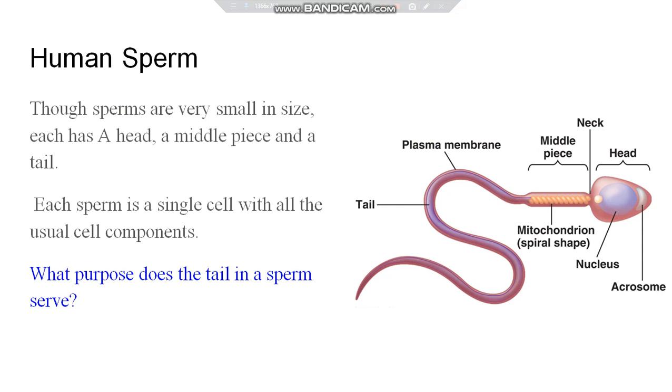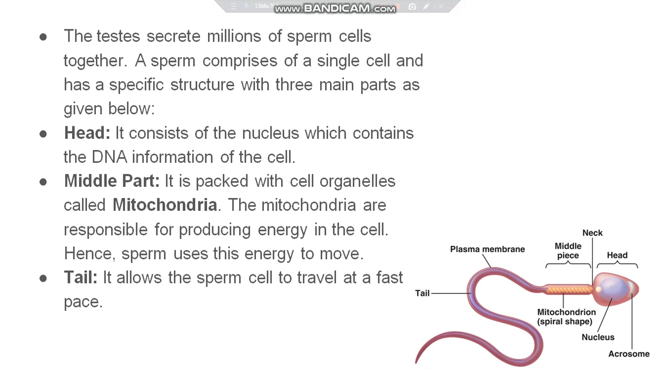And what purpose does the tail in a sperm serve? In order to know the answer to this question, we should have a little detail or information about the parts of the sperm. The testes secrete millions of sperm cells together. A sperm comprises a single cell and has a specific structure with three main parts as given below.